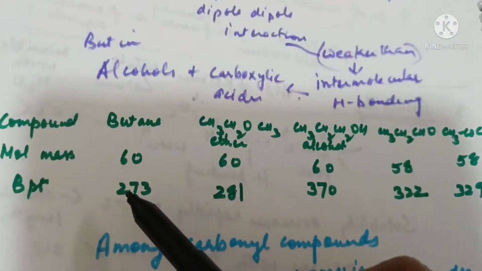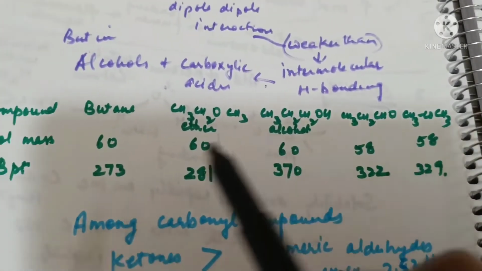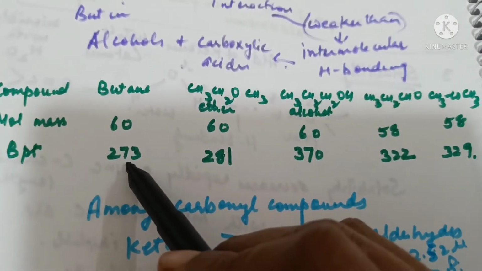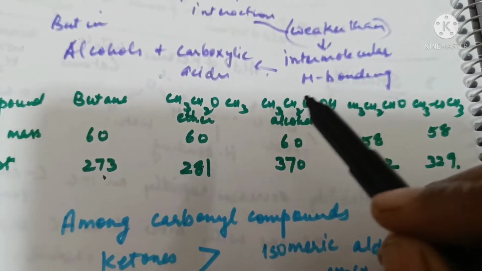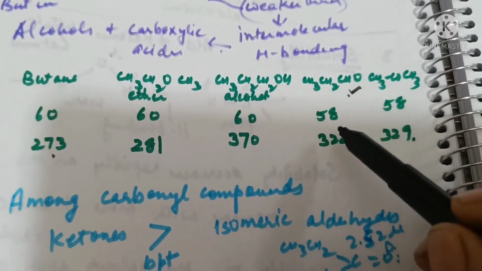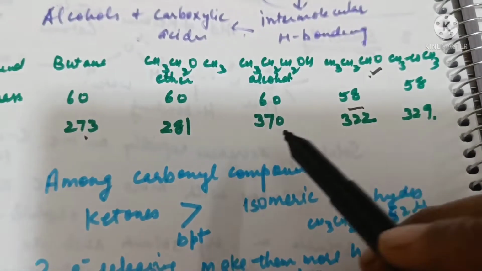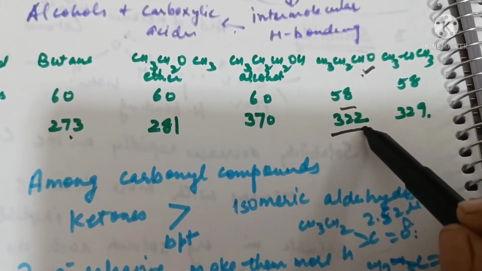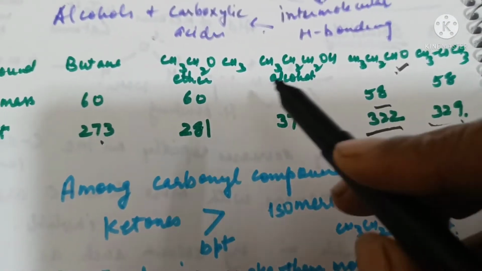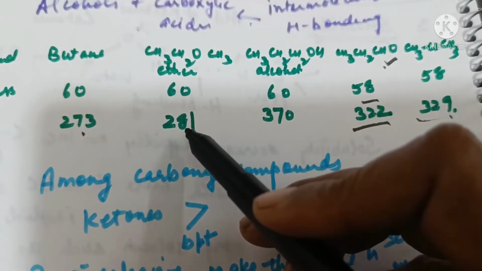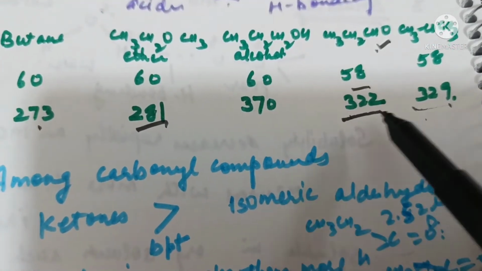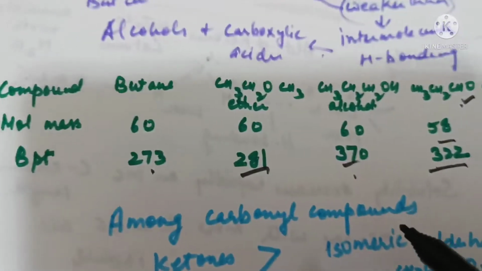So let's compare compounds of comparable molecular masses. Butane, a non-polar compound, has boiling point 273 Kelvin, whereas the aldehyde with molecular mass 58 has greater boiling point, 322 Kelvin. Ketone has 329. Ethers have less, 281. Alcohols have greater than aldehydes and ketones, 370.